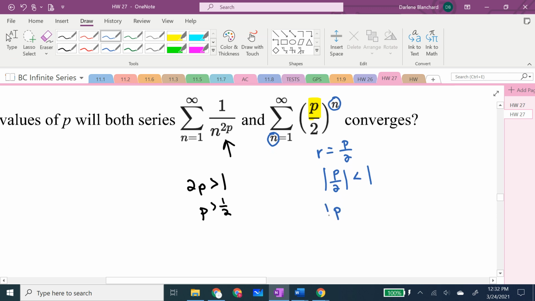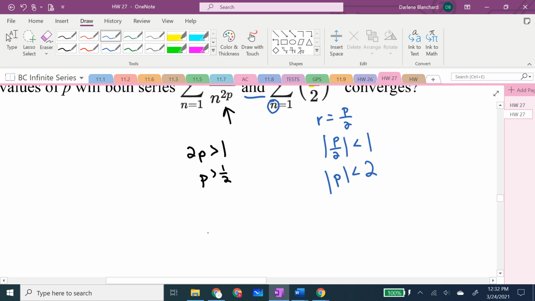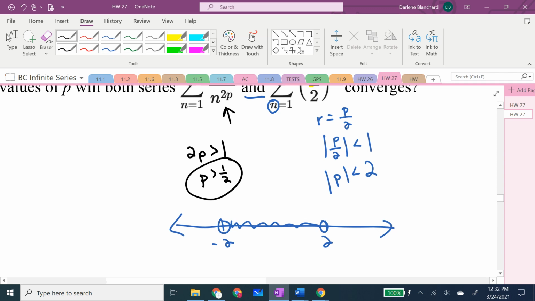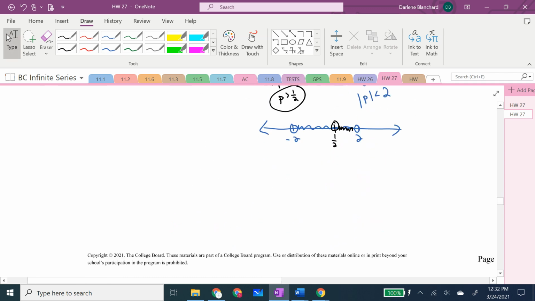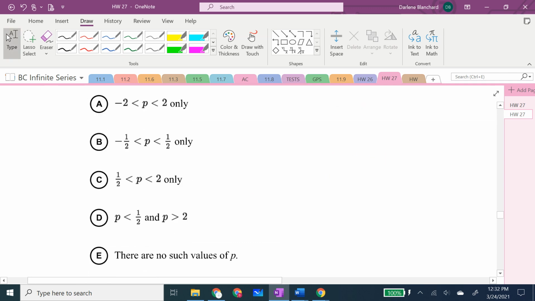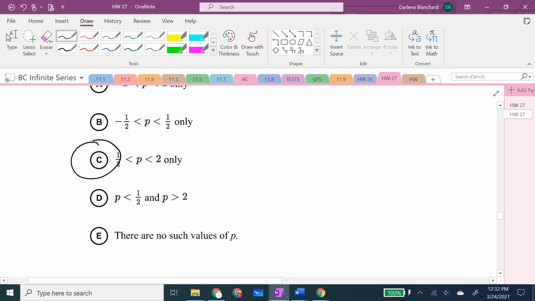And so that gives me absolute value of p must be less than 2. Now I need both to work. I prefer to do a picture drawing on a number line and see that absolute value of p needs to be less than 2. And then if I include 1/2, somewhere around there, p has to be greater, can't be equal, I get between 1/2 and 2, does not include 1/2 or 2. And that gives us C.